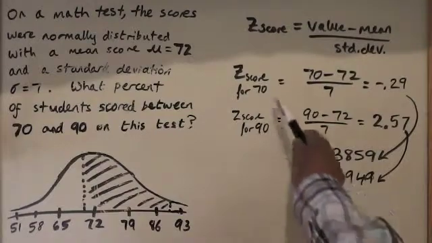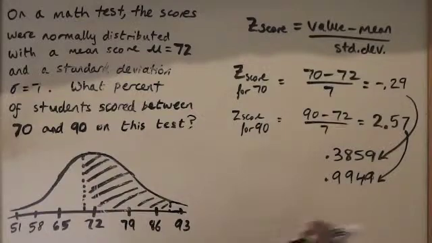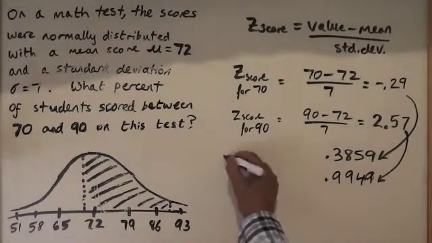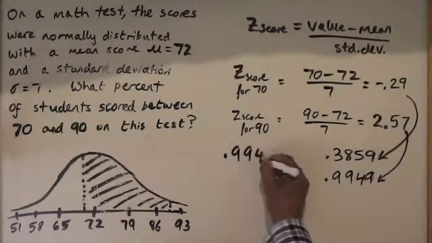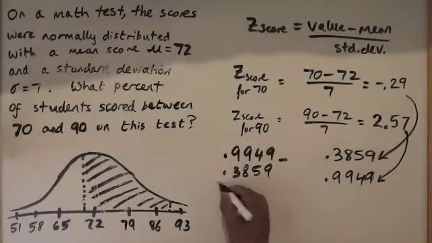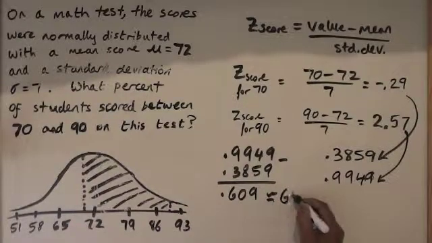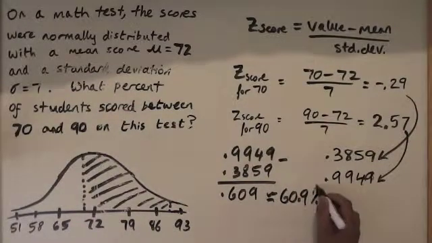But we want what's in between these z-scores, between 70 and 90. And so to figure that out, we have to take the difference of these two. So we need 0.9949 minus 0.3859. And we calculate that difference. And we get 0.609, which is, as a percentage, 60.9%.